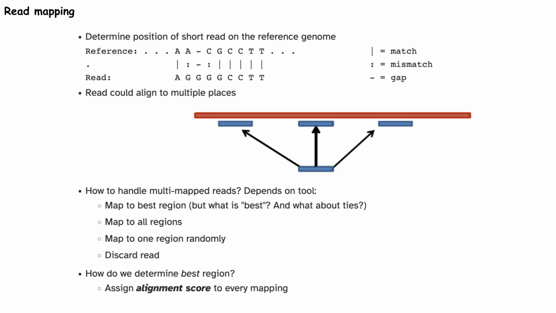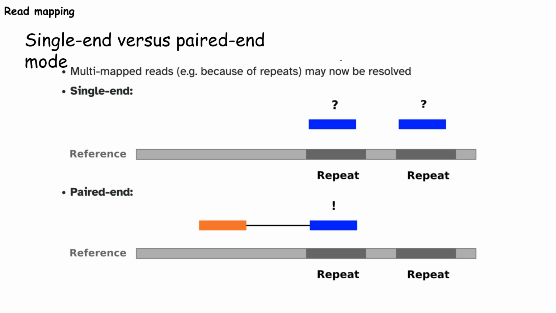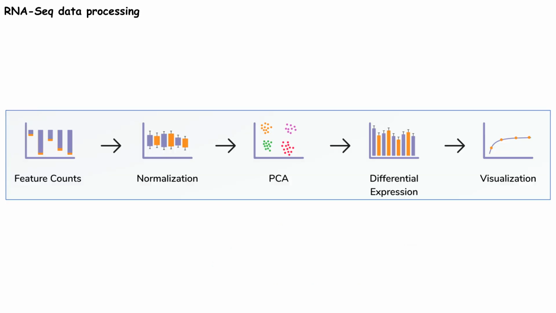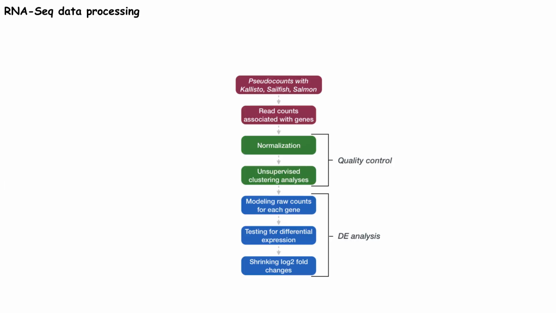Read mapping is a fundamental step in analyzing next-generation sequencing data to understand the location and context of sequenced reads. When performing read mapping, a key consideration is choosing between single-end and paired-end sequencing modes, as each has implications for alignment accuracy. Selecting the appropriate mapping tool is vital. The choice often depends on the specific analysis goals and the characteristics of the sequence data. Following the initial reads processing and mapping, the next major step is RNA-seq data processing.